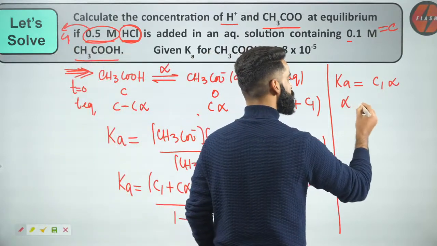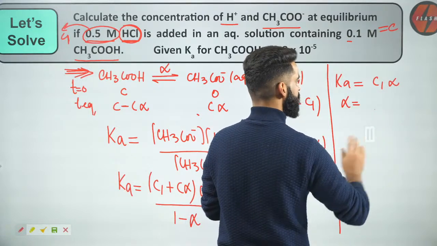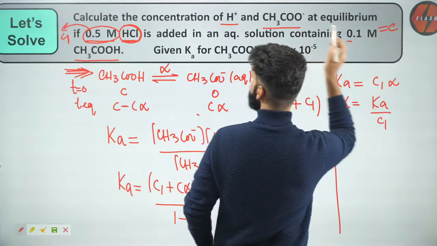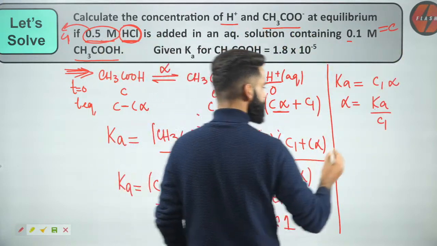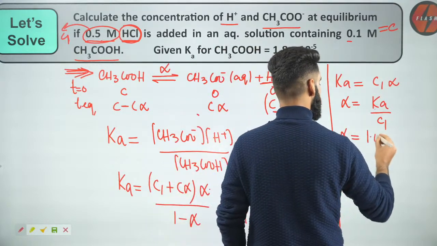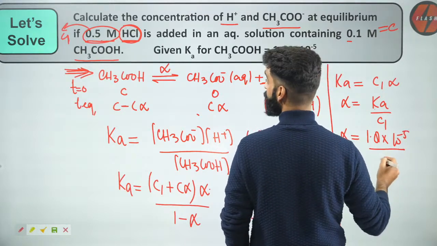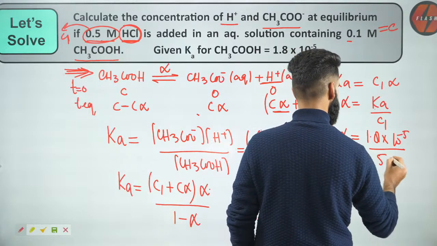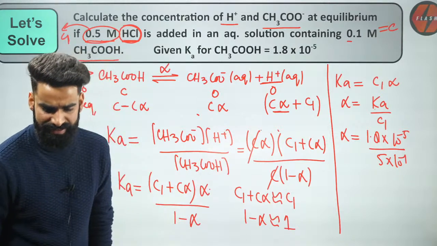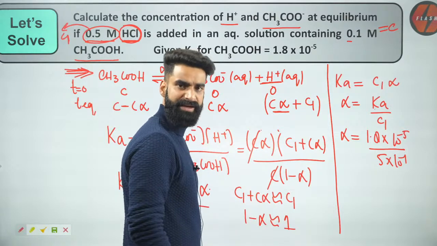So people, can I get the actual alpha value right here? Absolutely. It's going to be Ka divided by C1, where C1 is the concentration of the strong electrolyte right here. So the actual alpha value is Ka, which is 1.8 into 10 to the power minus 5, divided by C1. C1 value is 0.5, that means 5 into 10 power minus 1. Can we get the alpha value from here? Absolutely.